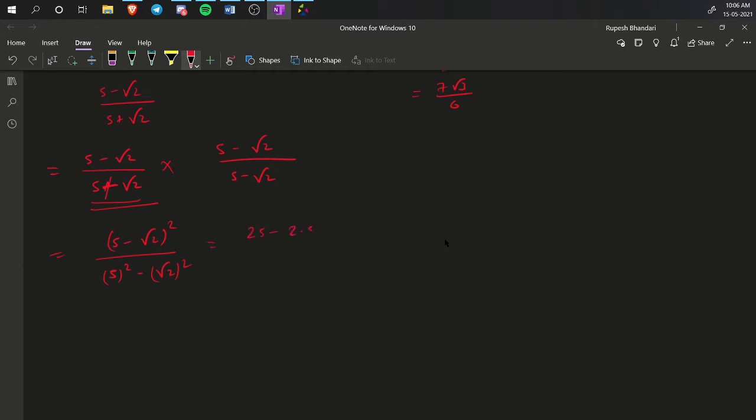25 minus 2.5 dot under root 2, just making it shorter so that you guys can understand. So under root 2 square, right? So 5 minus 2. So if you have any questions until now, please do comment down below. I'll really help you out. 3 and then 25 minus, what is this? 10 under root 2 plus 2, right? So your answer will be 27 minus 10 under root 2 divided by 3. A weird answer, but still right. So this is as far as we can take it.